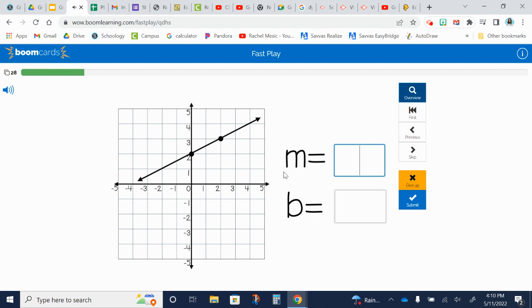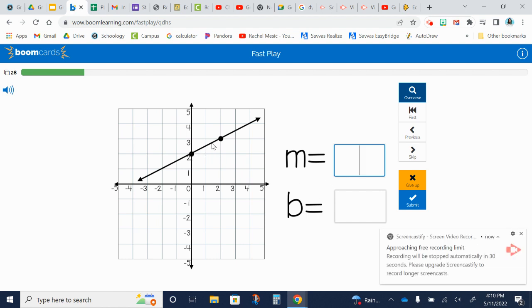All right, so the slope for this one, going from left to right, I'm going to be going up 1 over 1, 2. Up 1 over 2. And then the y-intercept, which is represented by B, would be at +2.